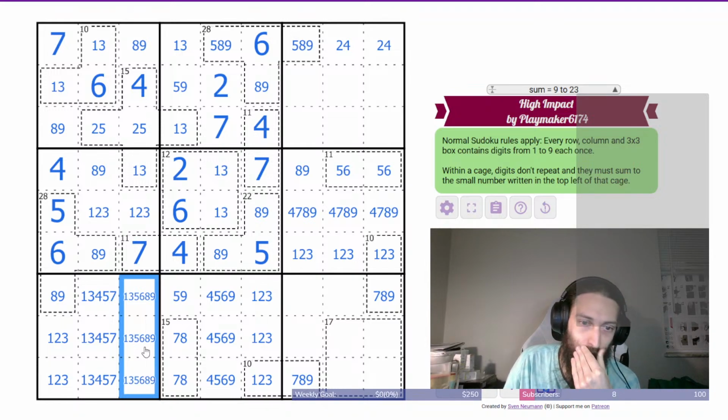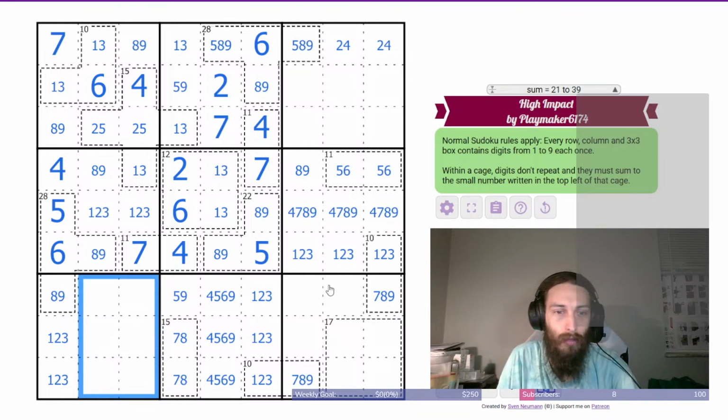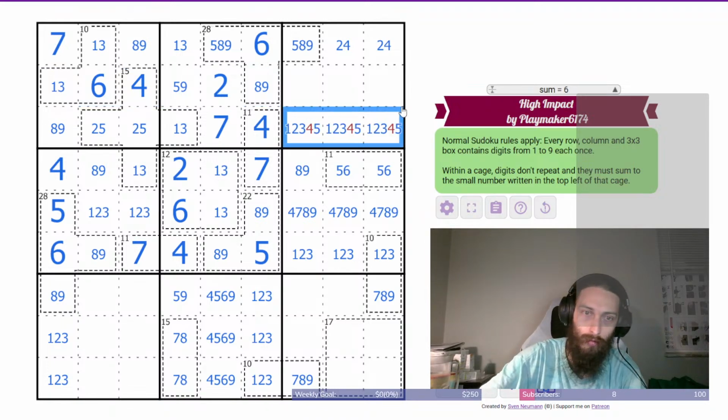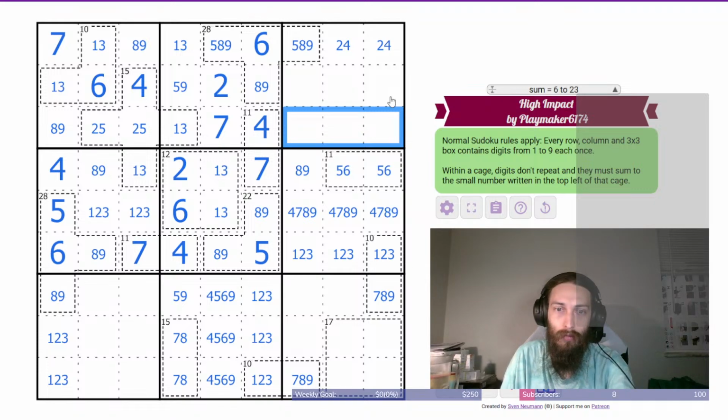No, that doesn't feel helpful. Either case, I might just take those out. That's less than helpful. What about this group? 2, 5, 7, and 4. It's too many digits.